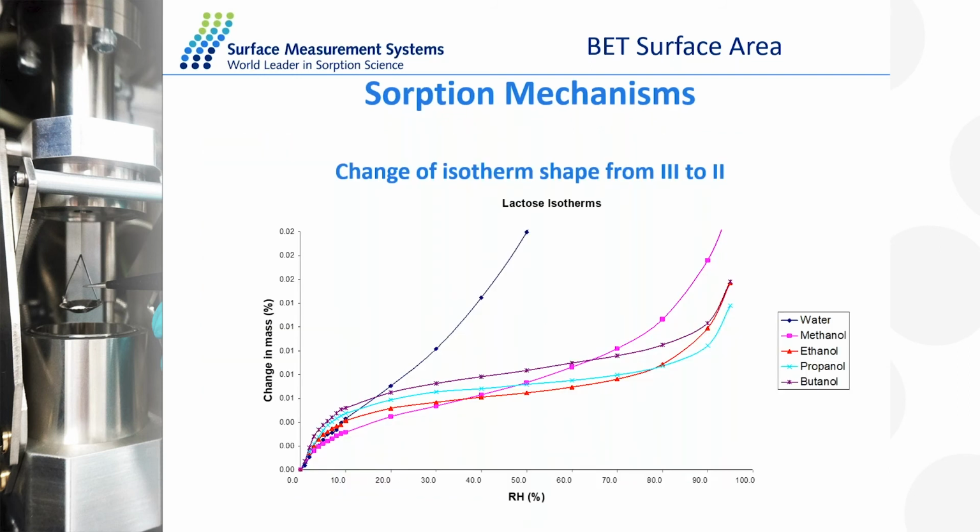And to give you an idea of this type of interaction, here is an example using lactose. You see here the molecule of water. The absorption of water is clearly exponential. So obviously we cannot use the data of water to measure surface area because it's clearly a type 3 isotherm. But if we move to less polar solvents, so methanol, ethanol, isopropanol, and butanol, the isotherm drops, and you can see there is a linearity in our plot, and we can use this data to calculate the surface area.